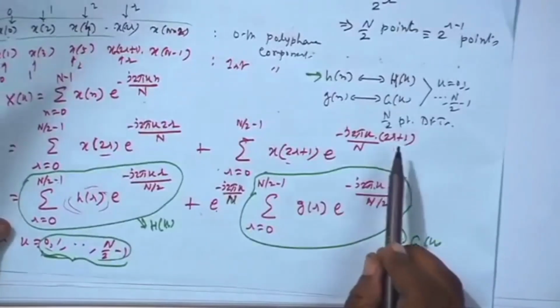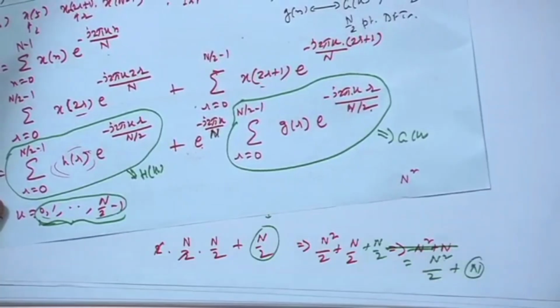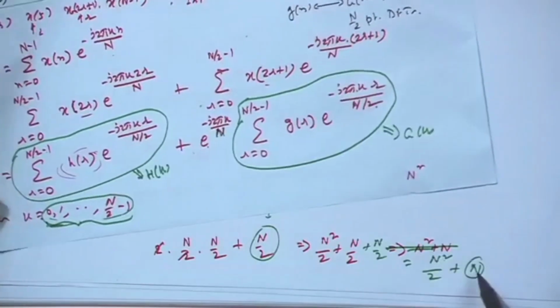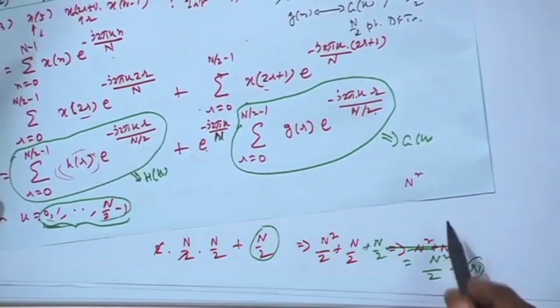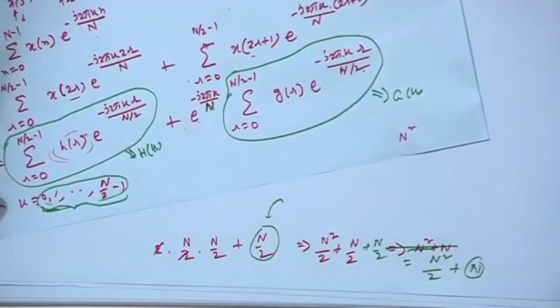Originally, I had n square. So, n square is becoming n square by 2 just plus n. So, it is coming down by a factor of 2. If n is large, forget about n as compared to n square by 2, n square. So, from n square, originally I am getting n square by 2.